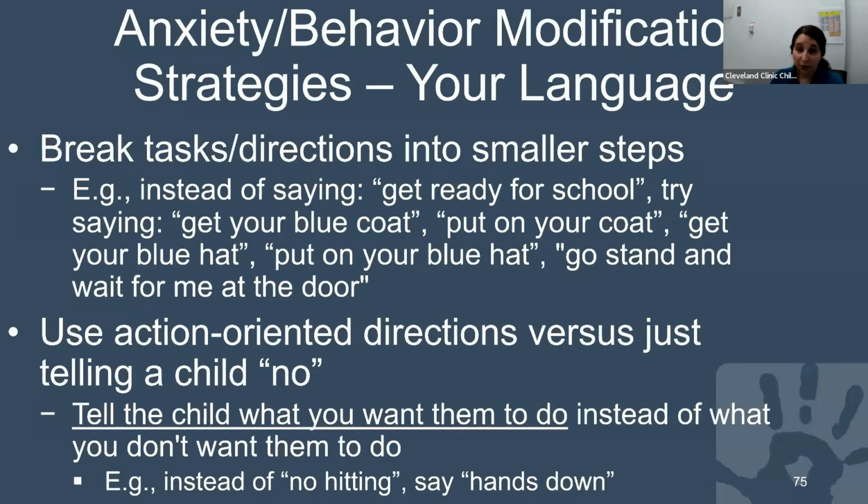Other things to consider for your language is breaking tasks or directions into smaller steps. So instead of saying, get ready for school, I mean, that can mean a lot of things. Is kiddo supposed to first go get dressed? Do they need to go eat? Do they need to go pee? What do they need to do to get ready for school? So instead, saying things like, go put on your shirt and your pants, or go get your coat. And then once they get the coat, put on your coat, zip your coat. Breaking those into small steps sometimes can also be helpful, or using visuals with them.